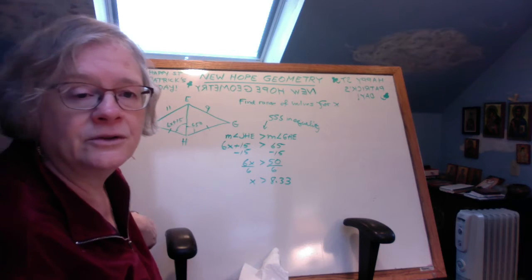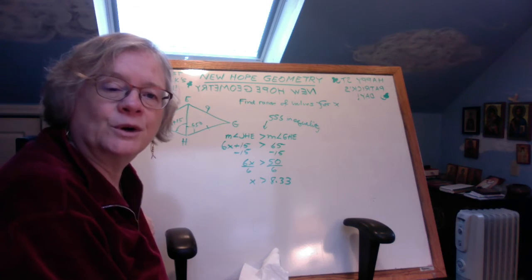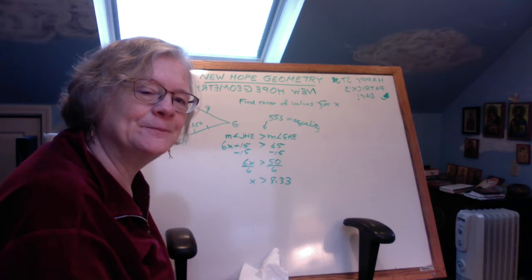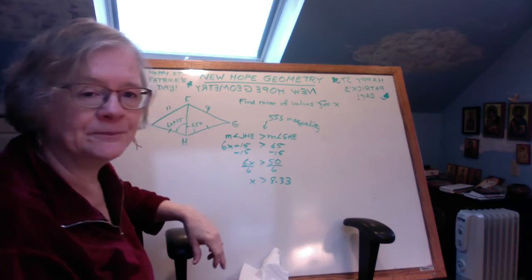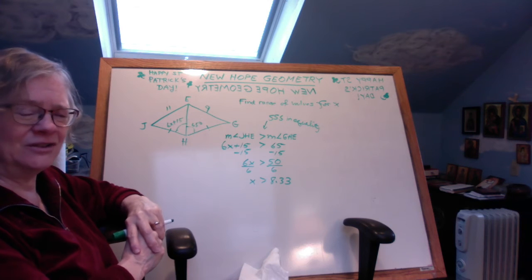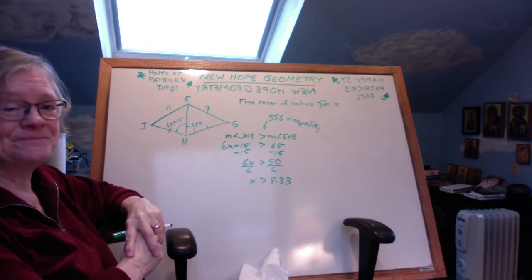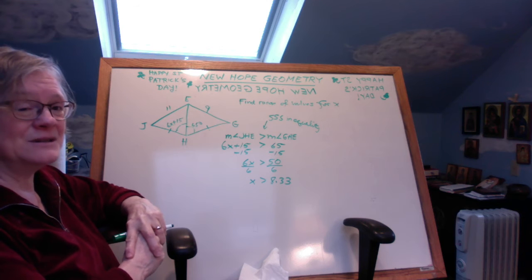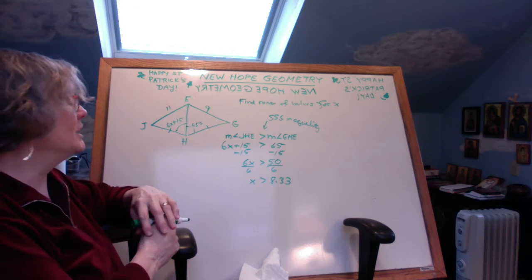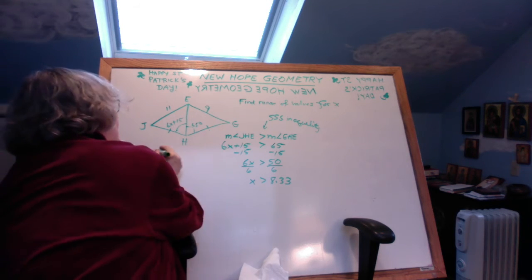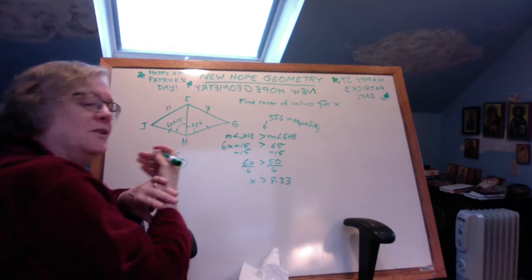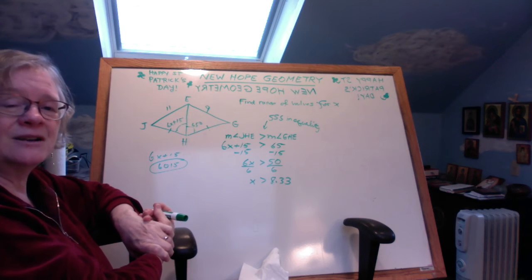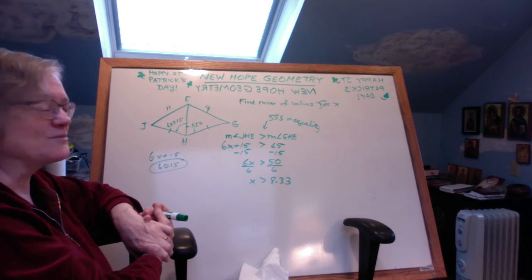Okay? So you might say, I'm done, I'm so good. Not quite yet, because we can do better than that. We know x is bigger than 8.33. But all that says is x could be anything. It could be 1,000, right? If x was 1,000, then 6x plus 15 would be 6,015, right? Is that a sensible number of degrees for an angle? I don't think so either.